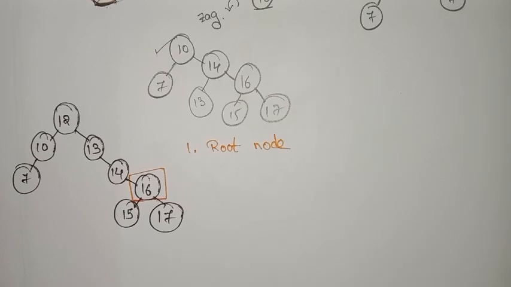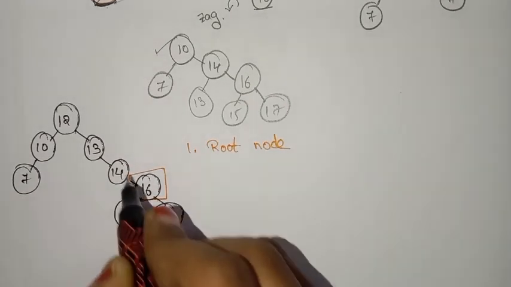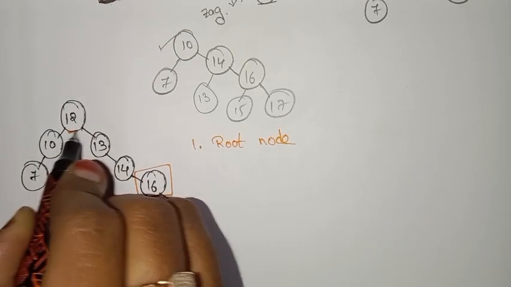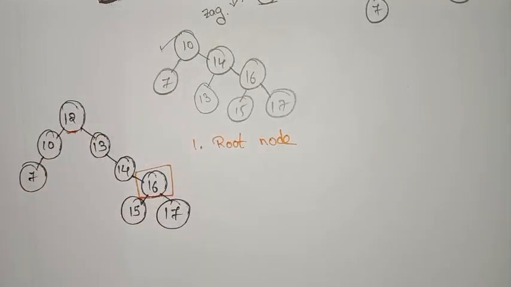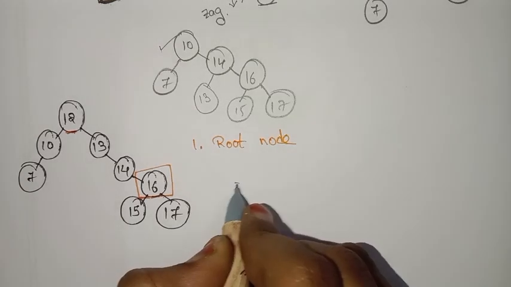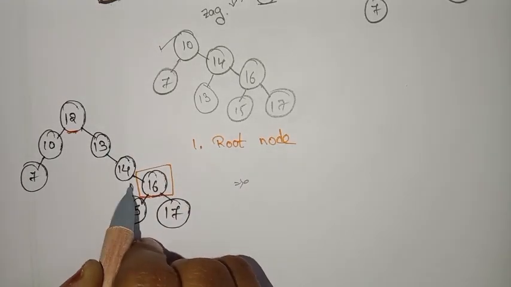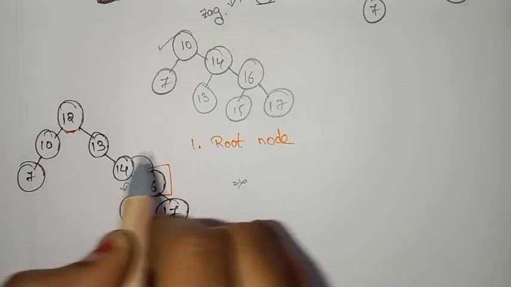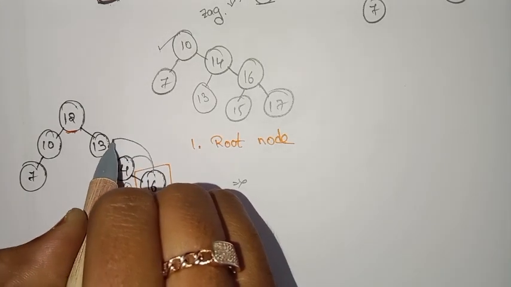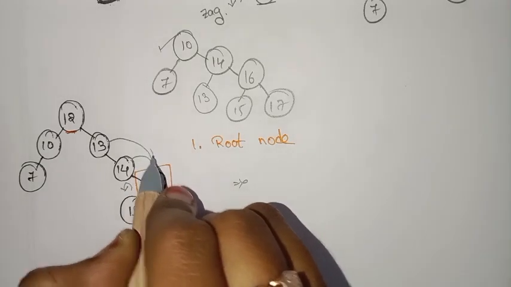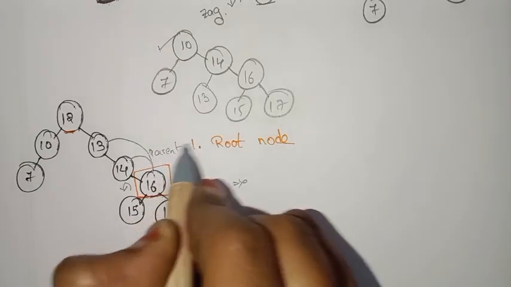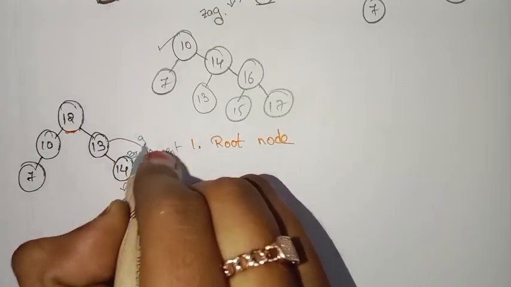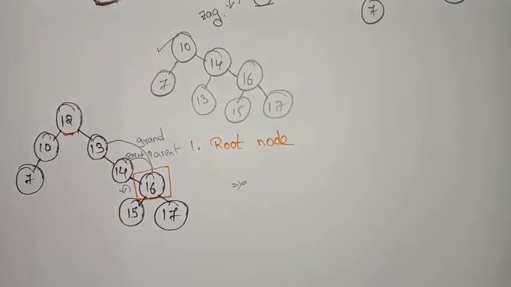So to delete 16, what do we need to do? We need to do rotations and make this 16 the root node. Then we need to delete. Now just see here. First I need to do one rotation. Here 16 has this parent, and this grandparent. So 14 is the parent and 13 is the grandparent.